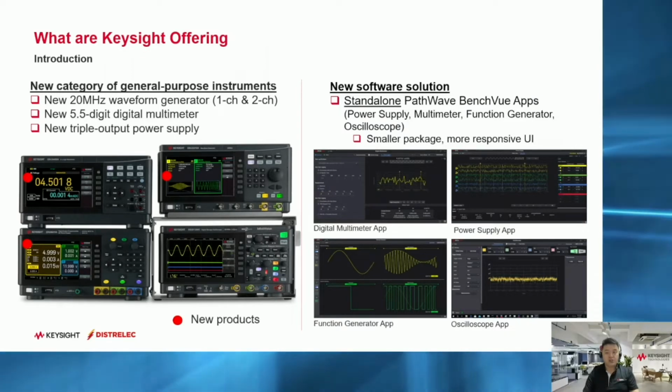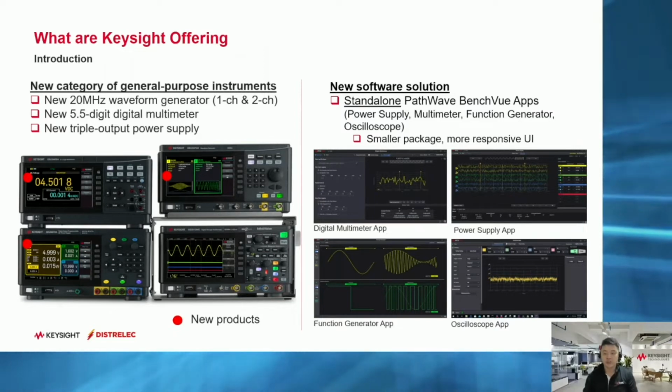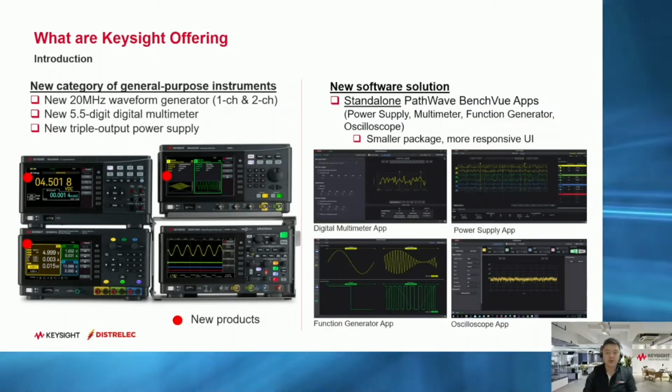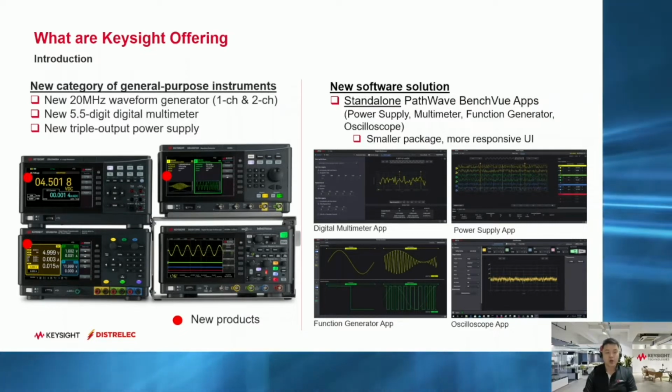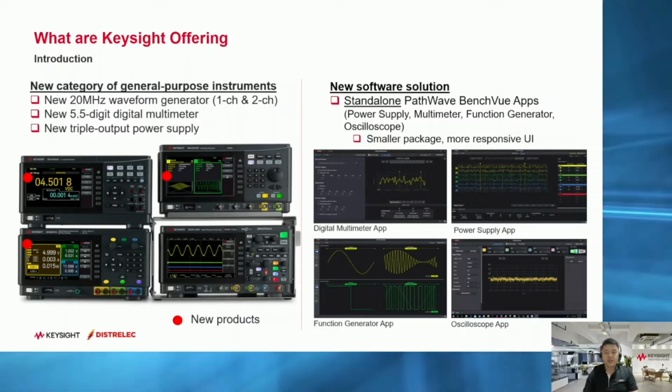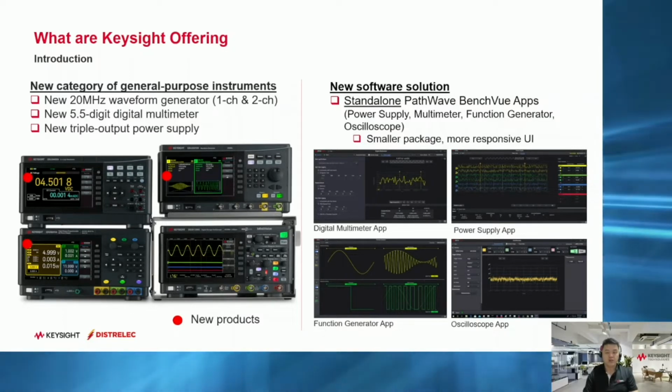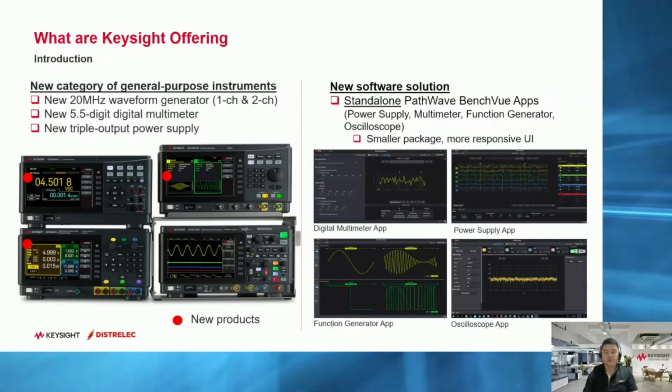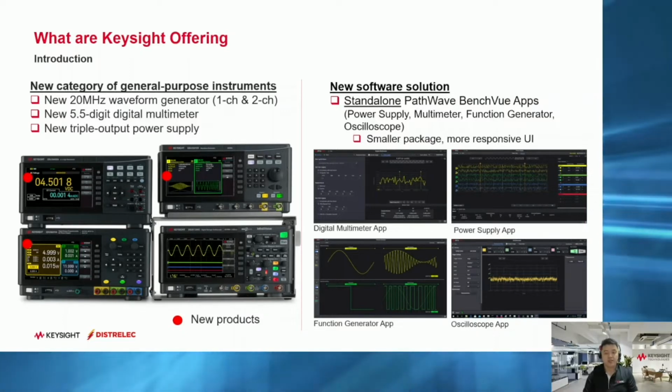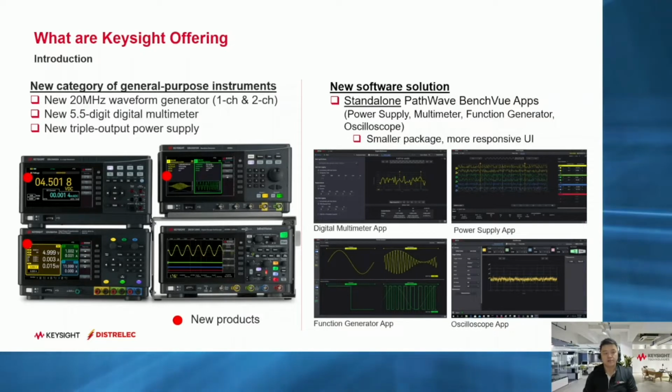Keysight is introducing a complete portfolio of Smart Bench Essential, or SBE, lab bench products, including a new 20 MHz waveform generator with the option of single channel or dual channels. The second product in SBE is the new 5.5 digit digital multimeter. The third product is the new triple output power supply. The technical specifications of the SBE I will explain in detail in upcoming slides.